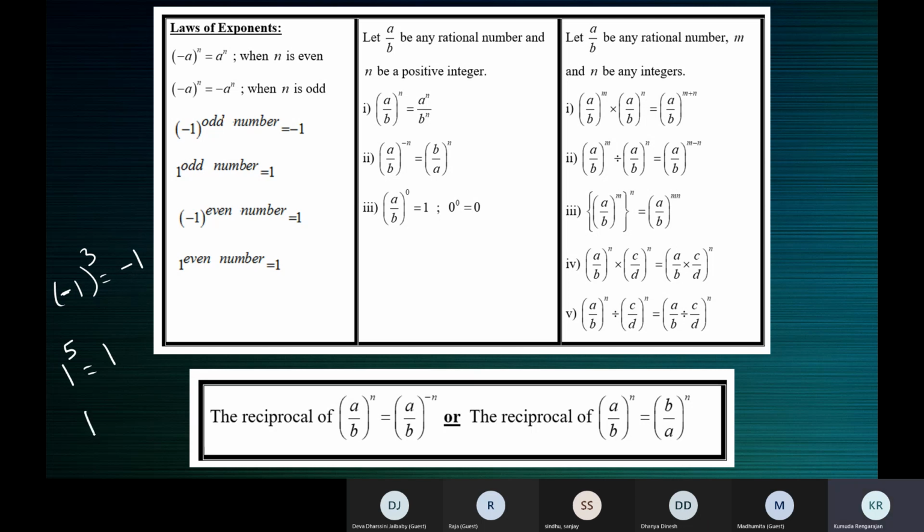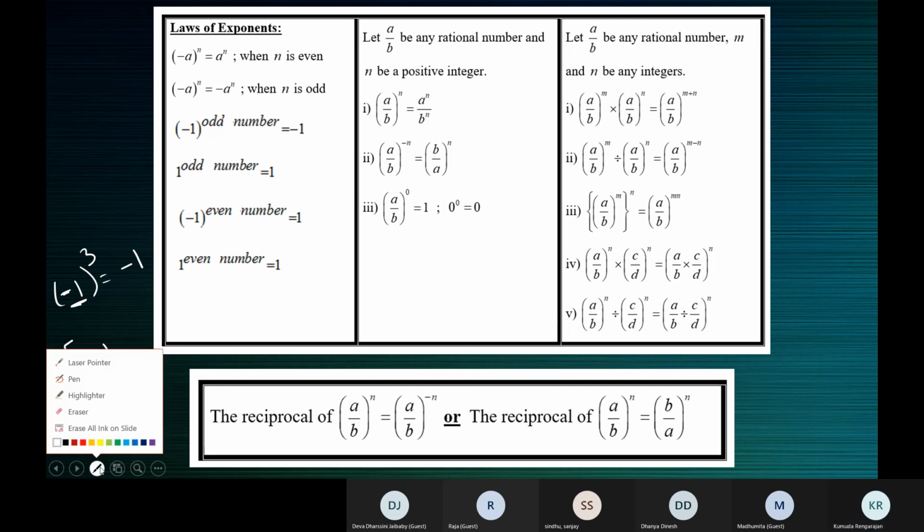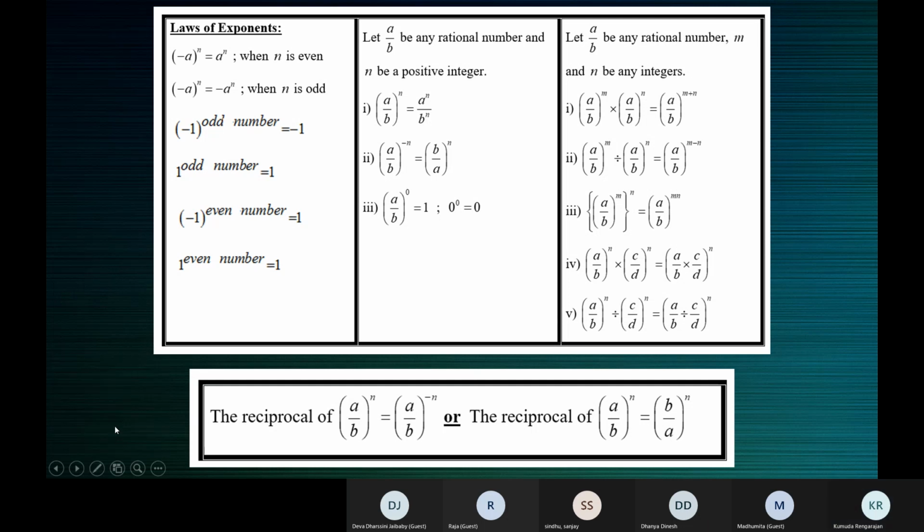But when you raise 1, sorry, this is a negative 1, and this is a positive 1. A positive 1 to an odd power, 1 to the power 5, it's 1, because 1 multiplied with itself 5 times is 1. Minus 1 to an even power, 4: this is minus 1 multiplied with itself 4 times. So 4 minus signs, it will become positive. So a plus 1.